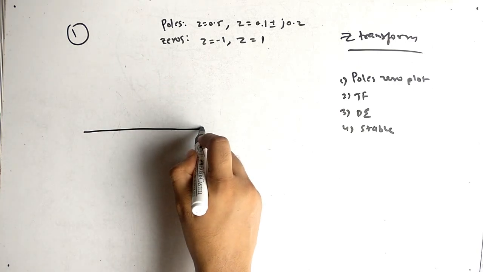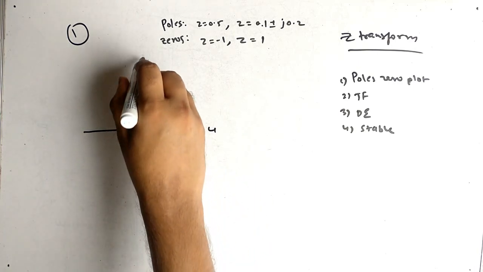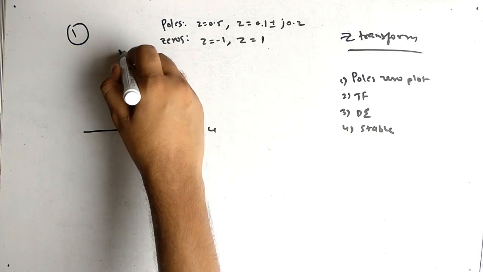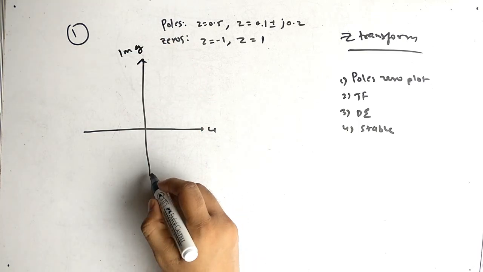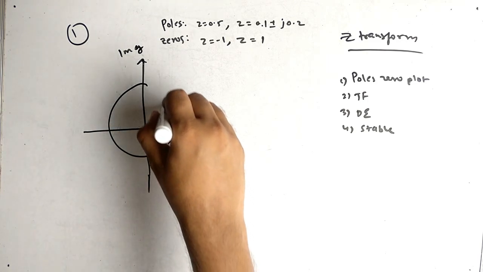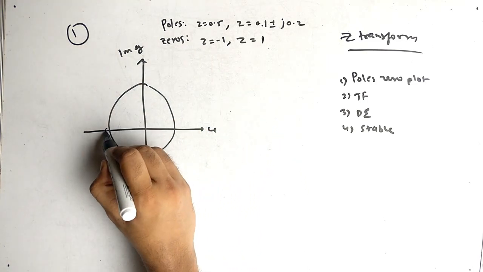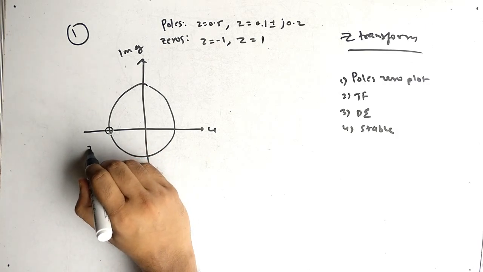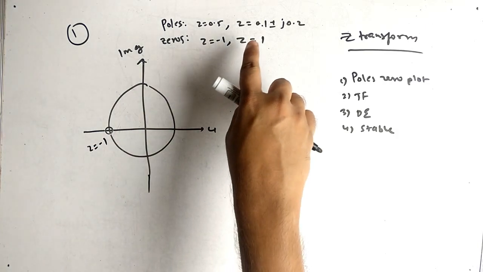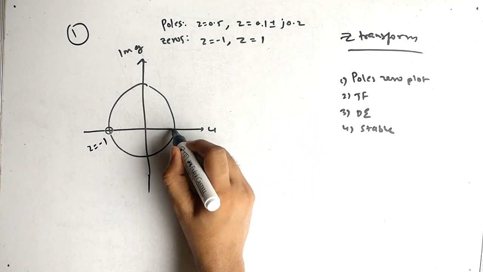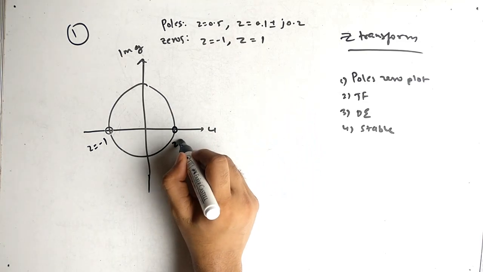On the x-axis we have the real part, on the y-axis we have the imaginary part. Now we have to plot the poles and zeros. So this is the unit circle. The first zero is at -1, so Z is -1. The second zero is at 1, so Z is equal to 1.